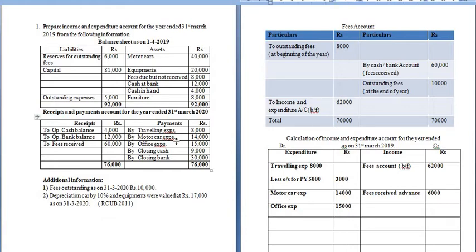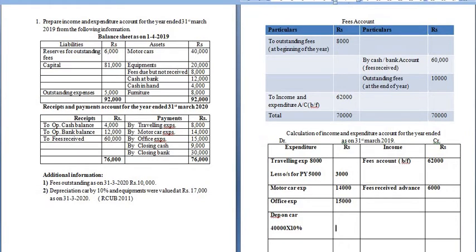Office expenses over. Then whatever the closing cash and closing bank balance will go to the asset side. After that, next is depreciation. Depreciation is on an asset. Depreciation on car. How much is the motor car value? 40,000. So 40,000 into 10%, the rate given in the problem. The answer is 4,000. So we'll move to the next.